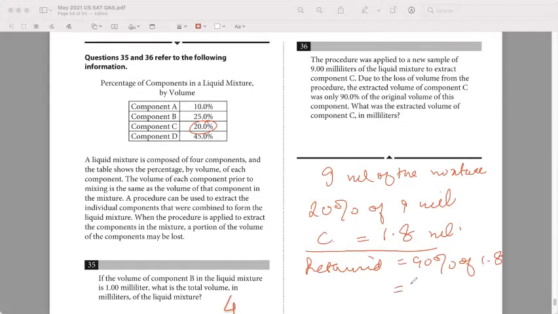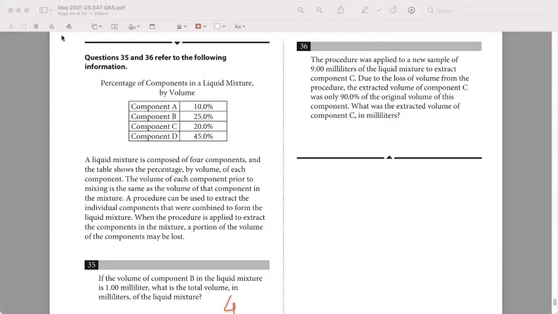So let's plug that in the calculator. That's 0.9 into 1.8. So that's 1.62 milliliters, right? So in milliliters, the extracted value was 1.62. So let's put that down.